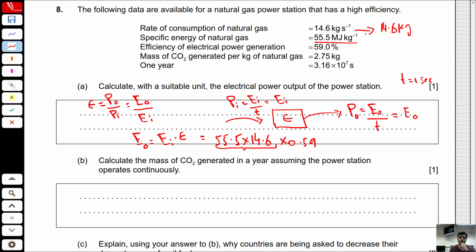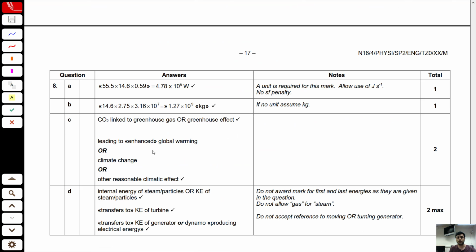If you multiply these two, that will give you the total input energy. Just multiply all of this. This will give you the output energy. So the output energy, if you multiply them on the calculator, will be 4.78 times 10 to the power of 8 joule.